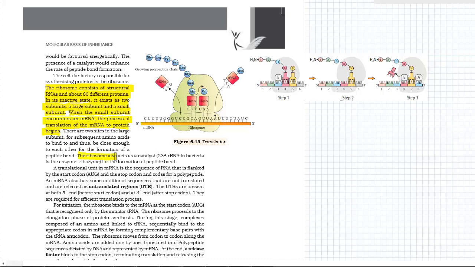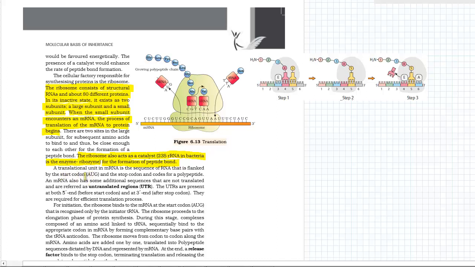The other thing is that the ribosome also acts as a catalyst: the 23S rRNA that we just saw in the bacteria, and the 28S rRNA in the eukaryotes, act as the enzyme which is known as the ribozyme. It actually helps in the formation of the peptide bond.